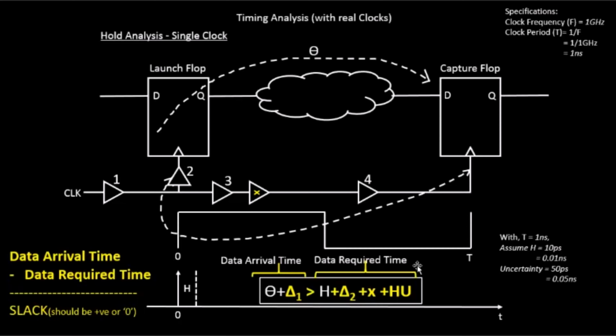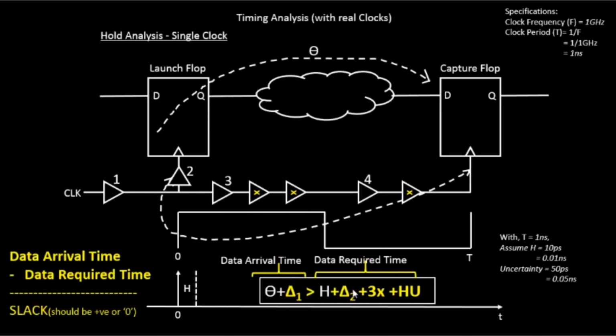And if you try to continue this, let's say if you keep on adding buffers in the clock path, the data required time equation becomes more and more stringent. If you add one more buffer over here, the amount of delay that gets added in the right hand side of the equation, that is the data required time, becomes 3x the existing data required time, which was hold plus hold uncertainty. So now it's hold plus hold uncertainty plus 3x.